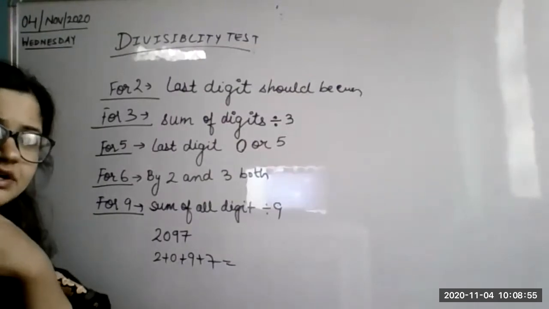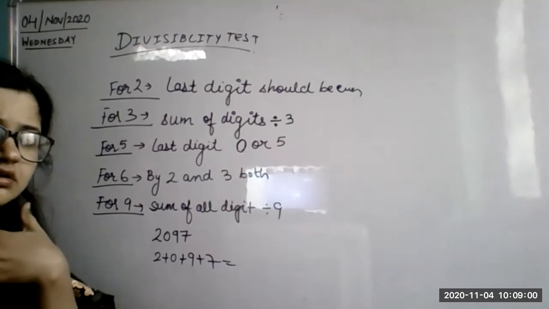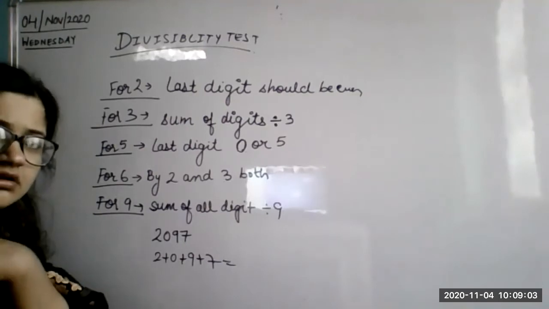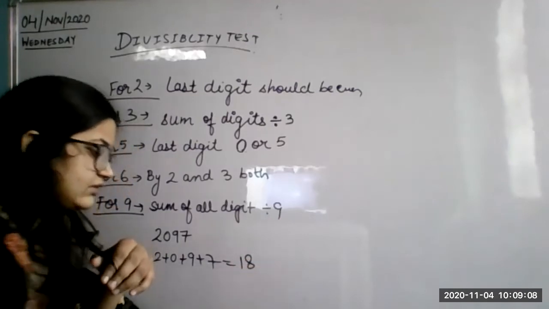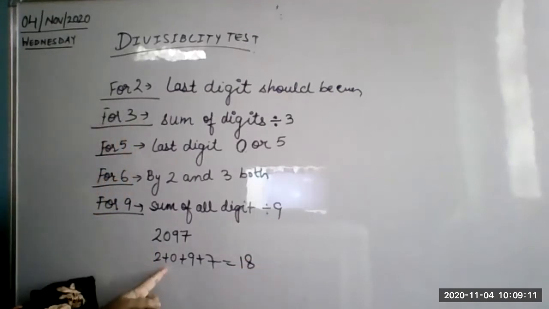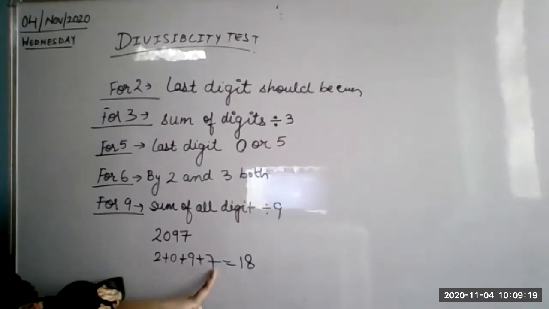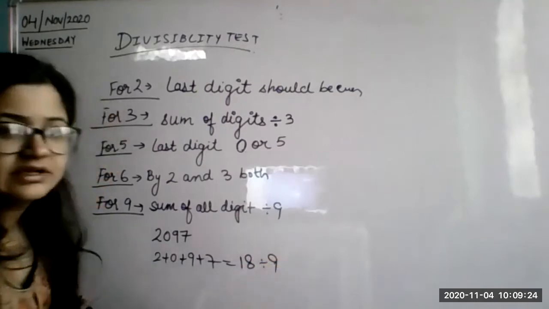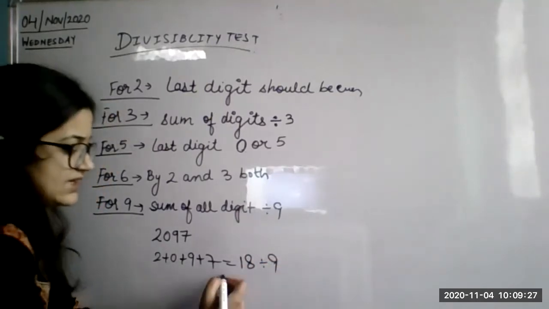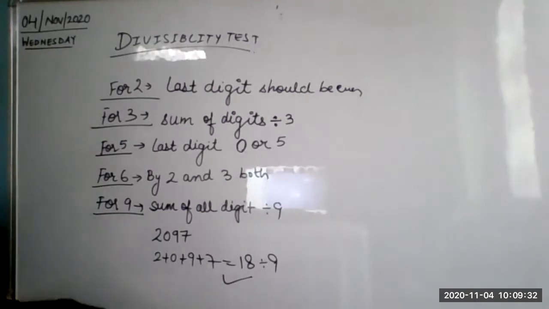Okay, Adrika, you tell. Ma'am, this is divisible by 9 because when we add 2 plus 9 plus 7 plus 0, the sum is coming 18, and 18 comes in the table of 9. Yes, very good. When we add 2 plus 0 plus 9 plus 7, it is coming 18, and 18 is divisible by 9. 9 twos are 18. That's why, yes, it is divisible by 9. Understood? Okay, ma'am.